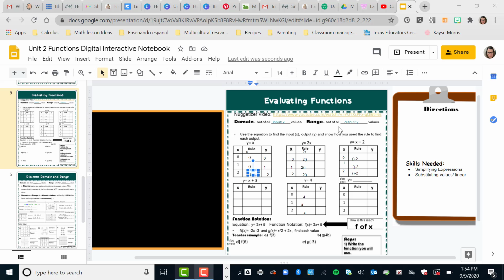I also linked this nuggetizer video here for you because, first of all, I think it's hilarious, and second of all, it really gives you a visual of what a function is.